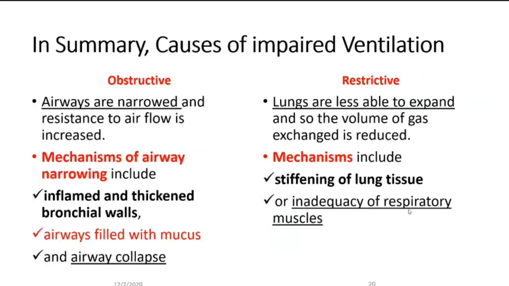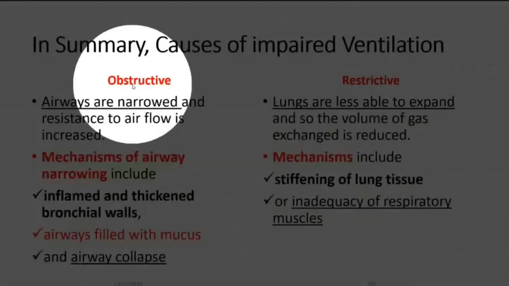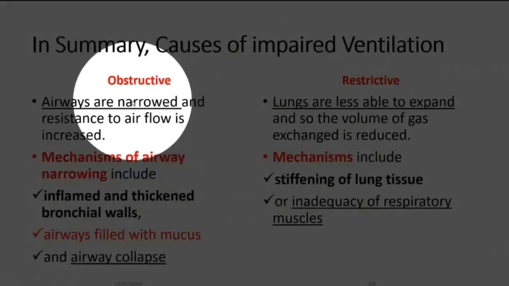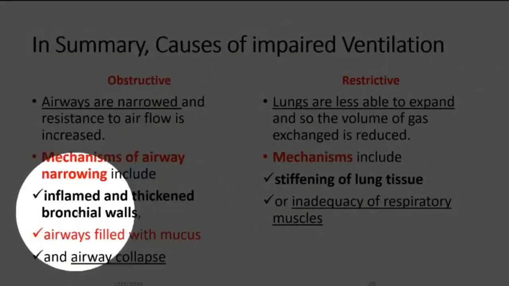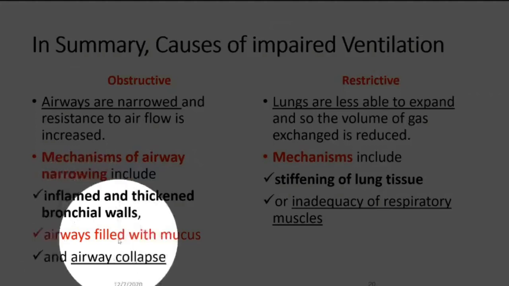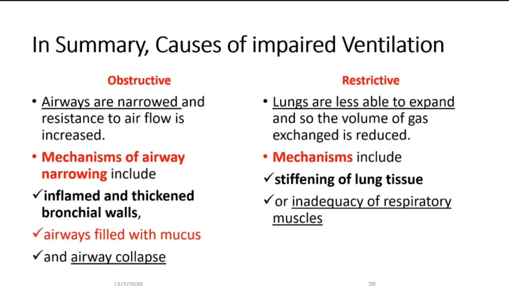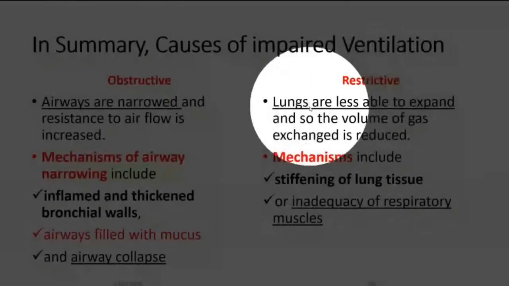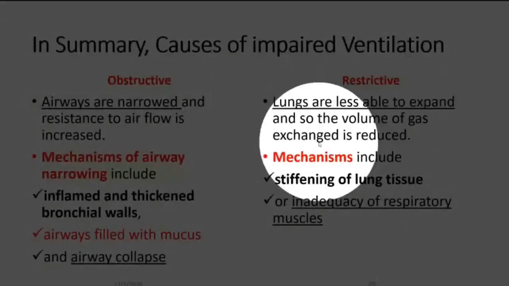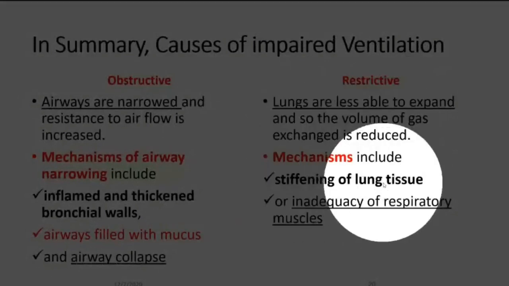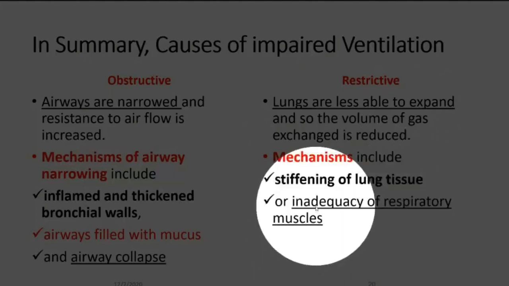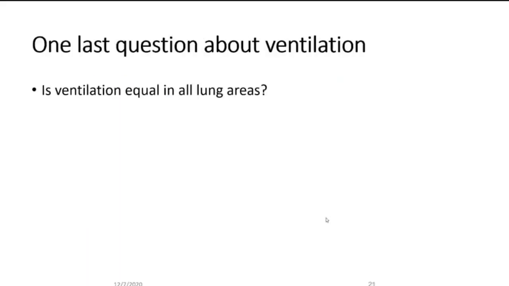In summary, the causes of impaired ventilation are obstructive: narrowing of the airways, as in inflamed and thickened bronchial walls, airways filled with mucus, and airway collapse. These are what is called obstructive lung disease. The restrictive causes are when the lungs are less able to expand, as in stiffness of the lung tissue like pulmonary fibrosis, or weakness of the respiratory muscles, as in neurological diseases.